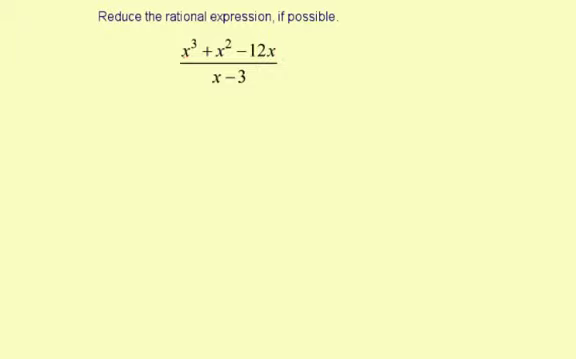This numerator can be factored because there's an x in common with all the terms. The denominator is just x minus 3, there's no way to factor that. So I'm going to factor the numerator and then rewrite the whole expression and see if something can reduce out.